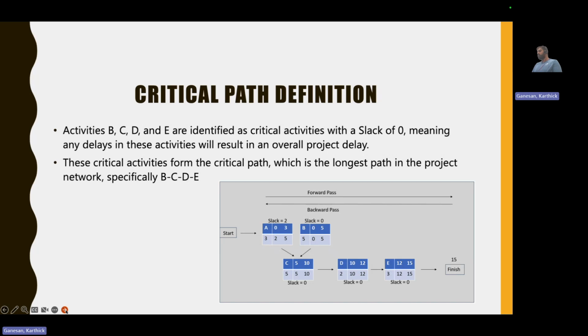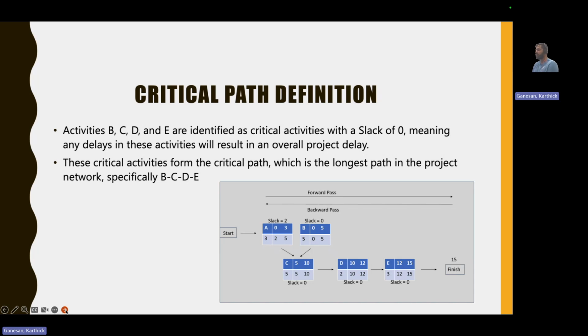And one important piece of information that we have to discuss is the critical path definition. Throughout this project, there are a series of multiple activities. Not all activities are of the same criticality. There are certain activities where we need to look out for bugs and issues in a well thought out manner because they are highly critical. For example, activities B, C, D, E are identified as critical activities for this project, and they have slack of 0, which means any delays will ultimately delay the whole project.